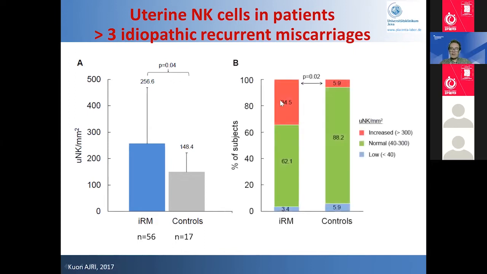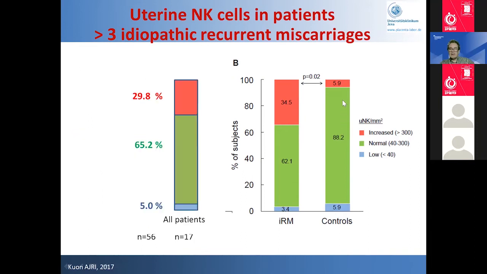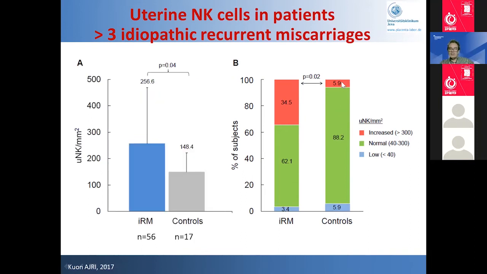Then we have used our categories. And you see here in our controls, we have 5.9% of samples with low values, 88 with normal, and also 5.9 with increased numbers of NK cells. But in the group of patients with recurrent miscarriages, we had only 62% with normal numbers and 34.5 with increased NK cells.